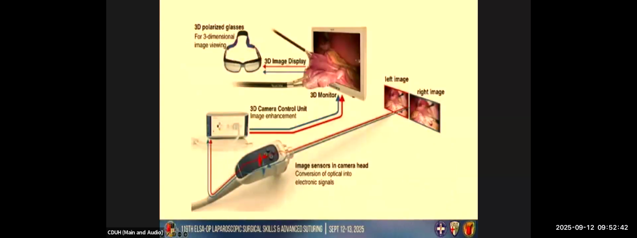This is a schematic diagram of what is going on with the three-dimensional system. The camera captures two different images, the left and right, and then the 3D controller unit processes the image captured and delivers it to the 3D monitor. Using the 3D glasses, surgeons and nurses will be able to perceive the image as 3D. The disadvantages to the 3D laparoscopy include higher cost, the need to wear 3D glasses, and eye fatigue. The main advantage over the 2D system is better depth perception.